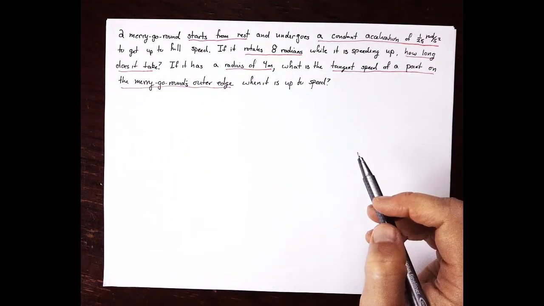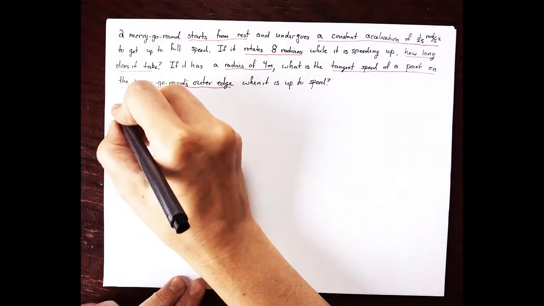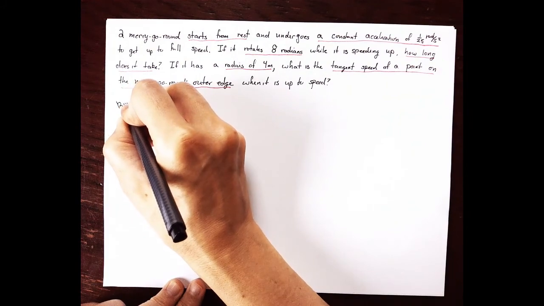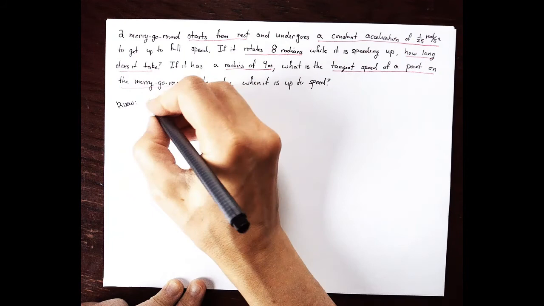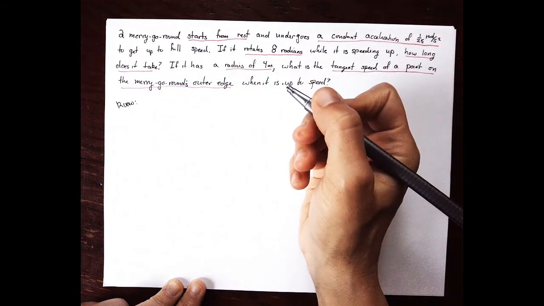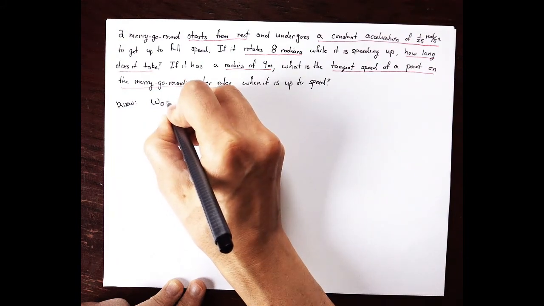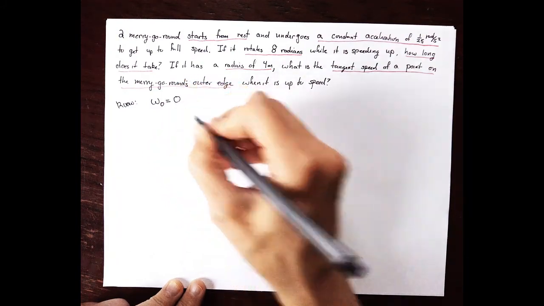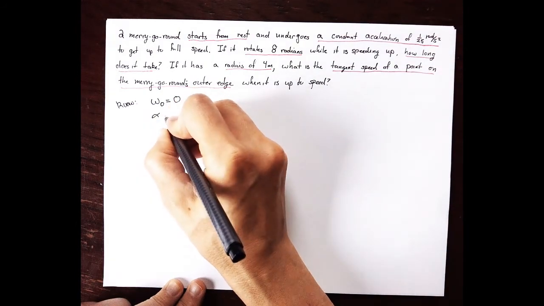Okay, so here's the information we've got. Let's collect it all in one place. So stuff we know: it starts from rest, and it's a merry-go-round, so it's rotating. So that means our omega naught is 0. It undergoes a constant acceleration, so that's alpha.